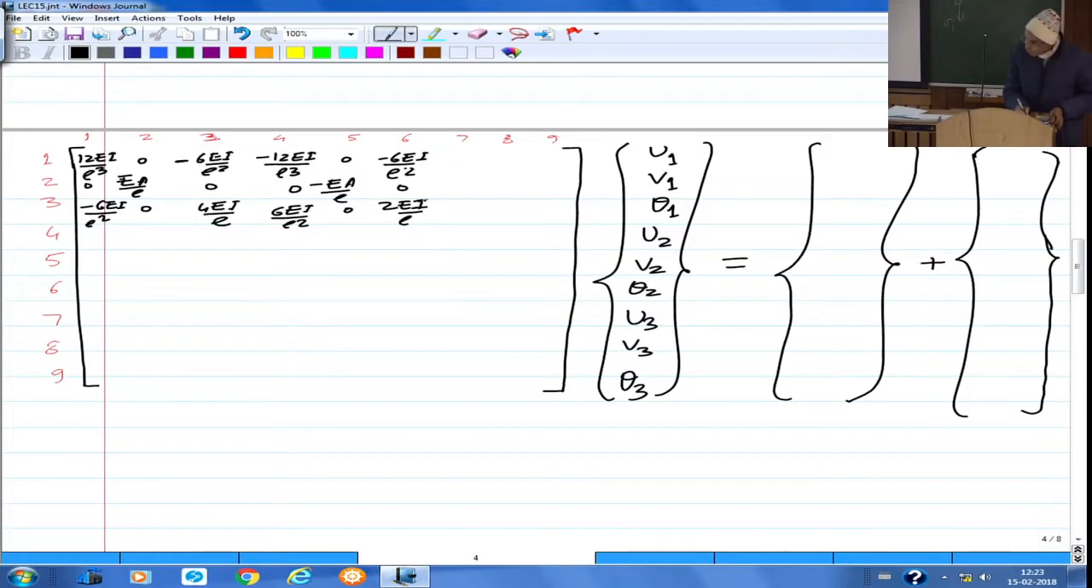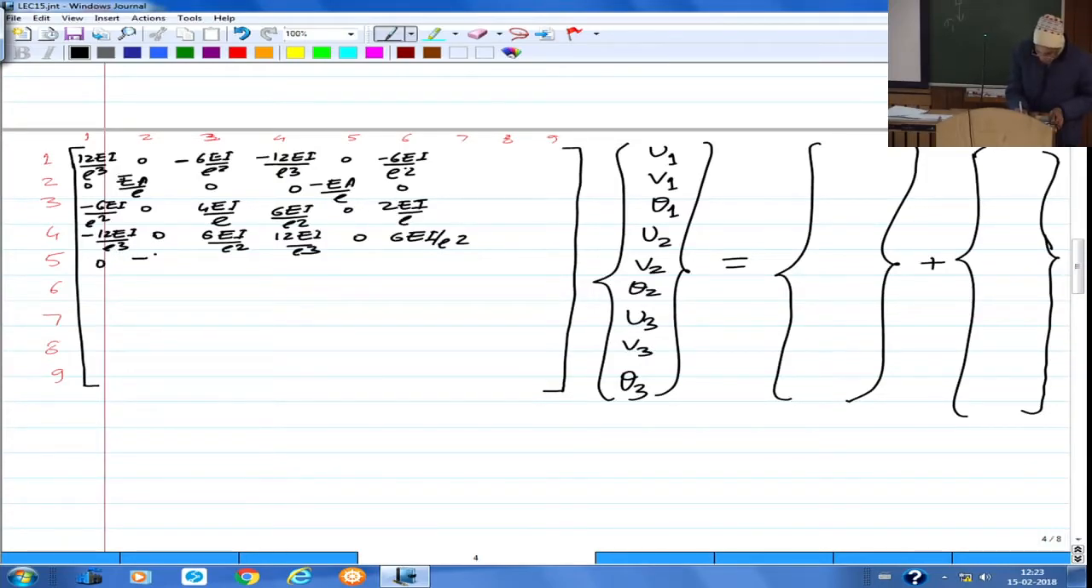Then the fourth row is 1, 2, 3, 4. So minus 12EI by L cube. Here you will have 0. Then 6EI by L square, 12EI by L cube. You're just putting that here, and then 0, and then this is 6EI by L square. I just want to demonstrate the assembly to you.